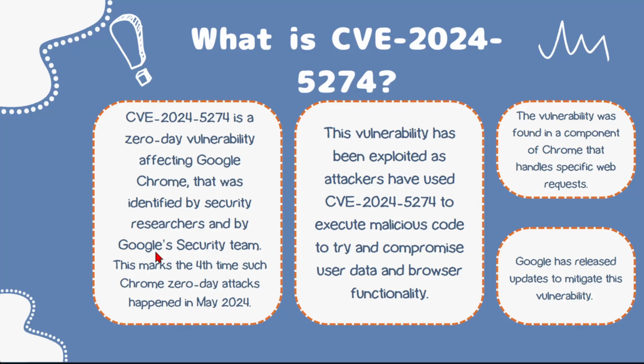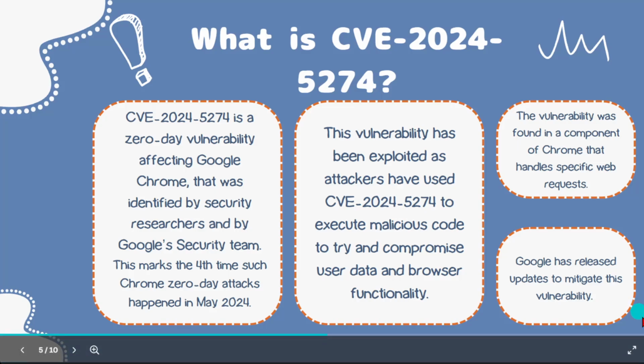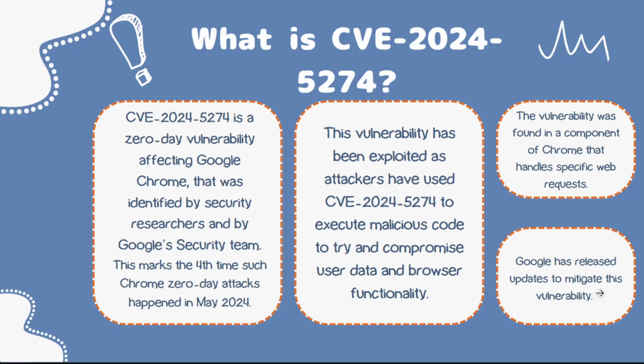So, what exactly is CVE 2024 5274? It's a zero-day vulnerability that affected Google Chrome, identified by security researchers and by Google's security team. This marks the fourth such Chrome zero-day attack in the month of May 2024 alone. Attackers used CVE 2024 5274 to execute malicious code to try and compromise user data and browser functionality. The vulnerability was found in a component of Chrome that handles specific web requests. Google has released updates to mitigate this vulnerability, however.